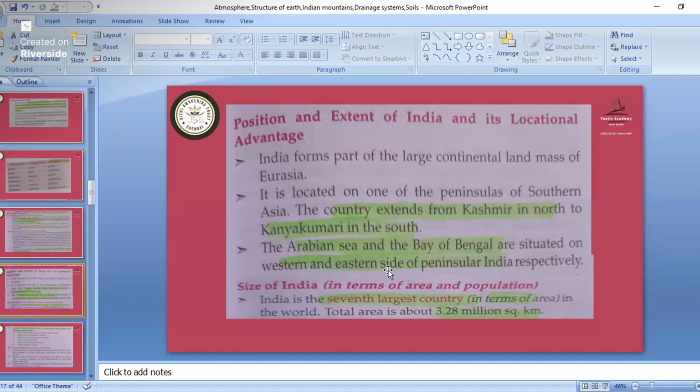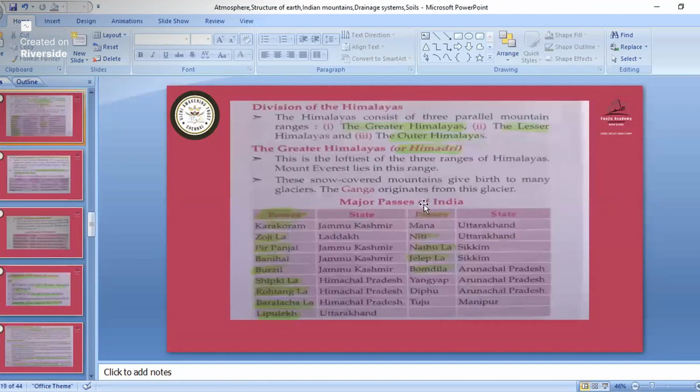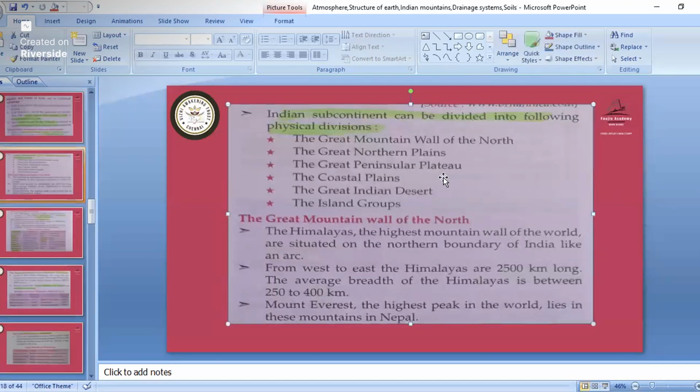Now the size of India. Everyone knows that India is the 7th largest country in terms of area and the 2nd largest country in terms of population. Now we'll see the physical divisions.